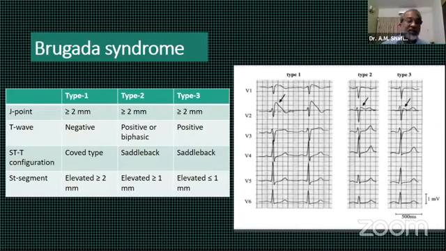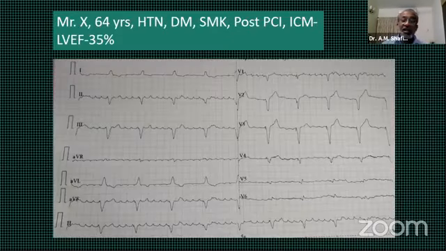Treatment is very difficult because no drug can help. Only quinidine is the one drug that can help Brugada syndrome, and ICD is the mainstay of treatment for this patient. If the patient has repeated shocks, quinidine might help to reduce the shock events. And later on, this is another ECG.